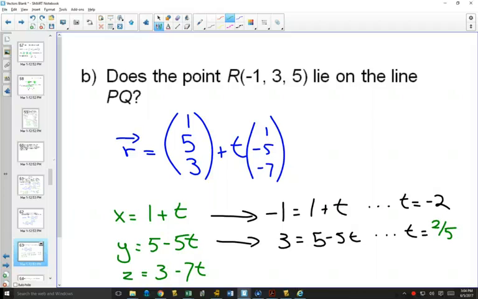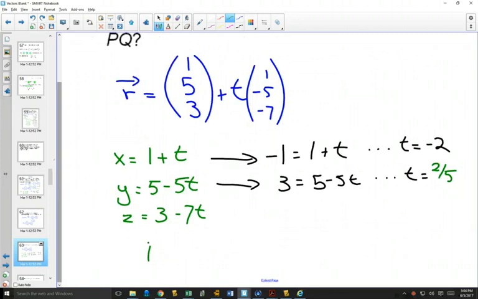At this point, we already know that that point isn't on the line. In order for it to be on the line, t would have to equal the same thing so that you could travel in that direction a certain amount of time and get to that point. We don't even have to do the third one at this point. We can already say no. It's not on the line.